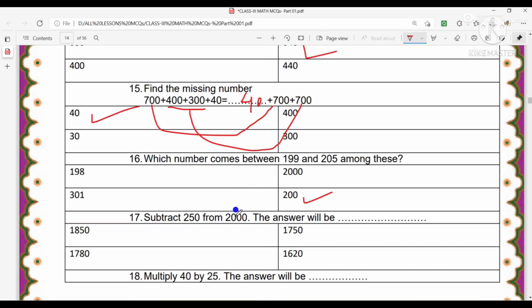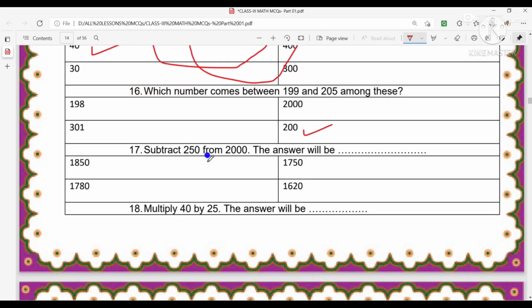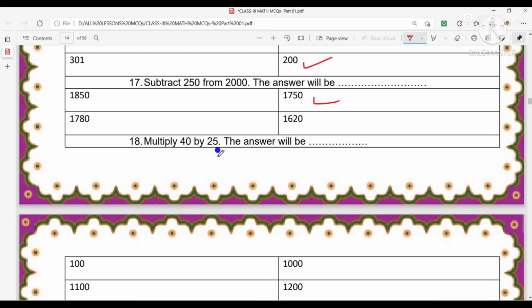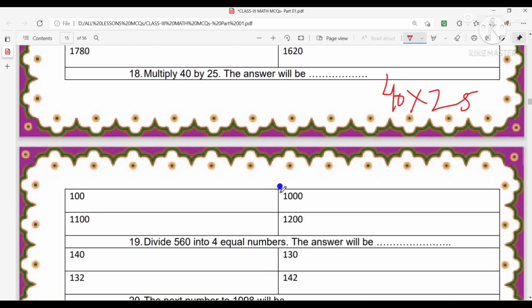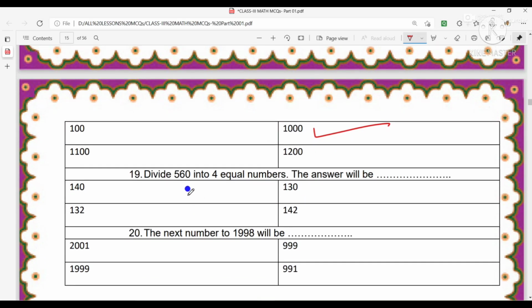Subtract 250 from 2000. 2000 minus 250. Answer will be 1750. Multiply 40 by 25. If you multiply 40 by 25, then you will get 1000. Divide 560 into 4 equal numbers. If you divide 560 by 4, you will get 140.